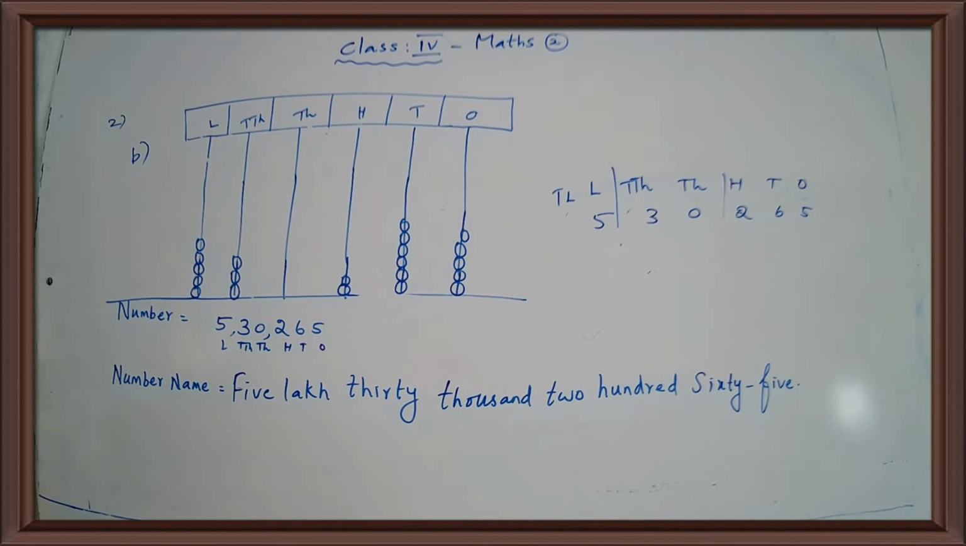Okay, children. Now you copy it in your book. In the second question, B part. Write it. First you write the number, then after that fill in the beads on the abacus. Do it fast.